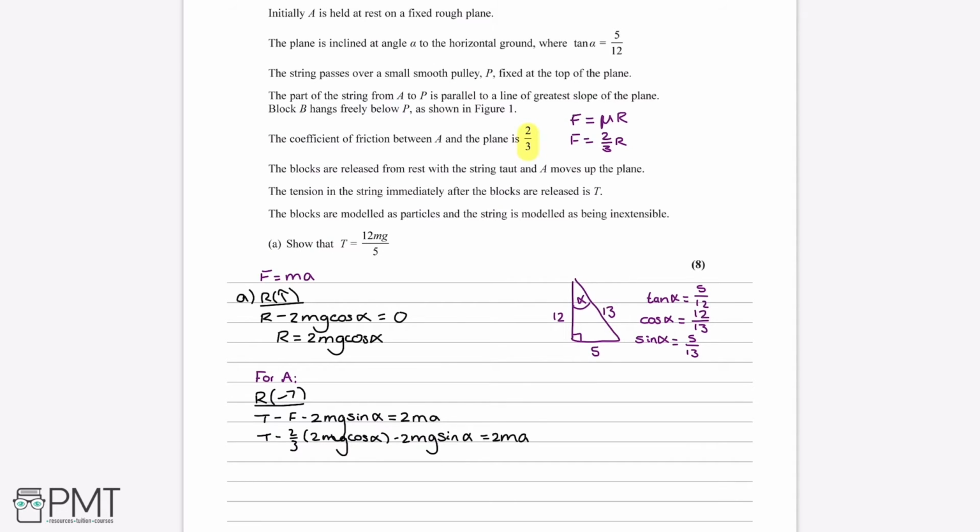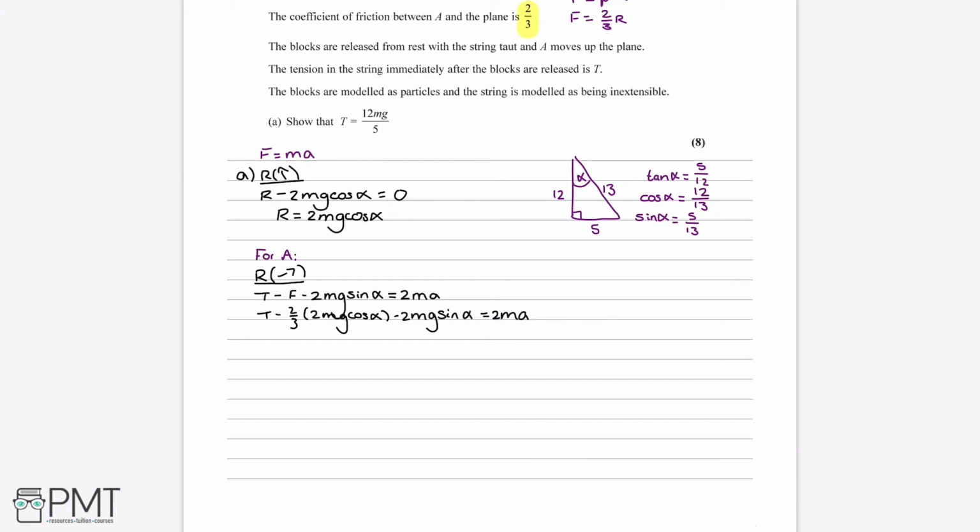So if we do this and do a little bit of simplifying along with it, we have that T take away 2/3 of 2mg multiplied by 12/13, so 24/13 mg, and then take away 2mg multiplied by 5/13, so 10/13 mg, is equal still to 2ma. And then if we expand out this bracket here and actually do the calculation, we're left with T take away 2mg is equal to 2ma.